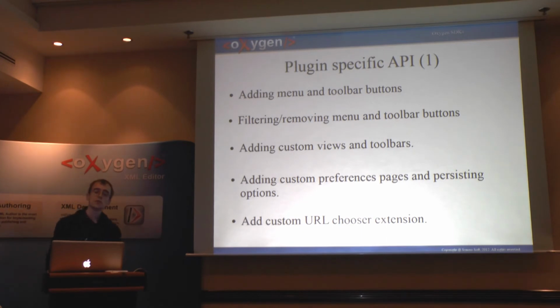So as I told you, you can add or remove toolbar buttons. You can add custom views, or maybe you can take some of the views provided by Oxygen and change their content completely. Maybe you do not want the user to use the project view, for example, for some reason. You can add custom preference pages, and also you can add custom URL chooser extensions. This is also used by CMSs.